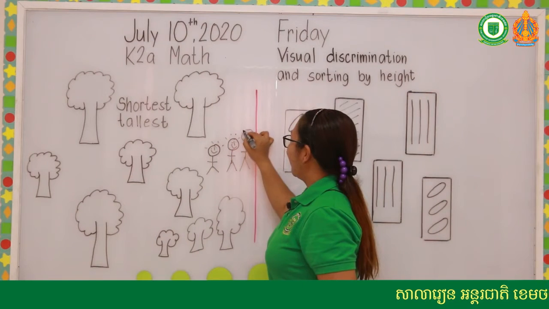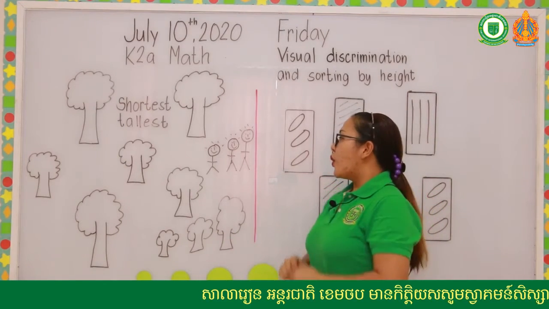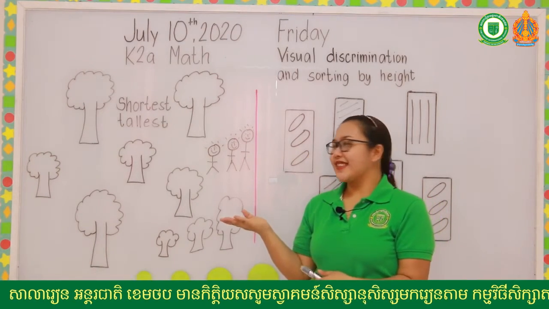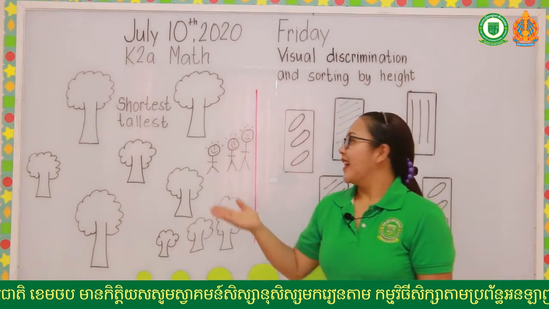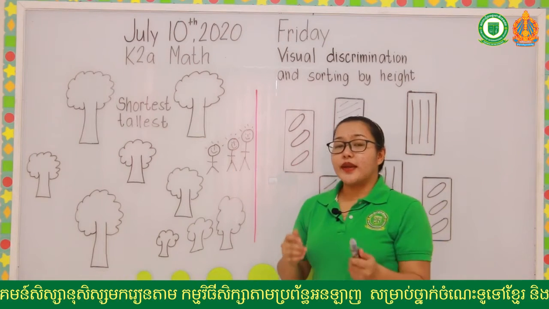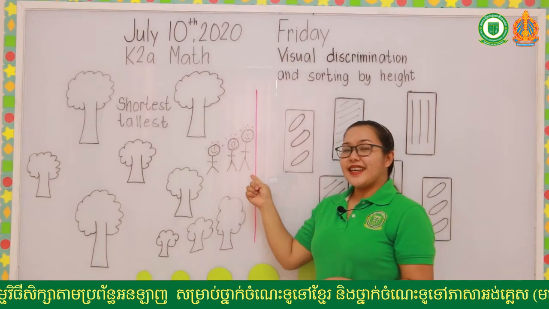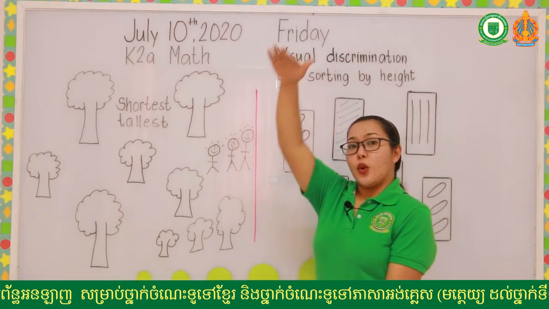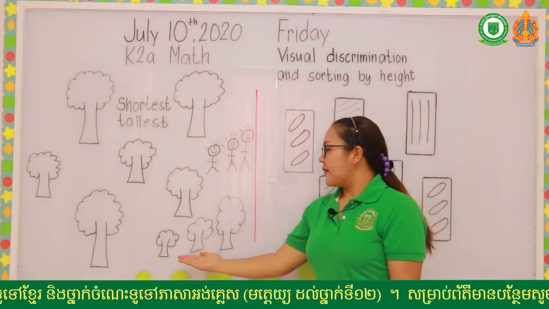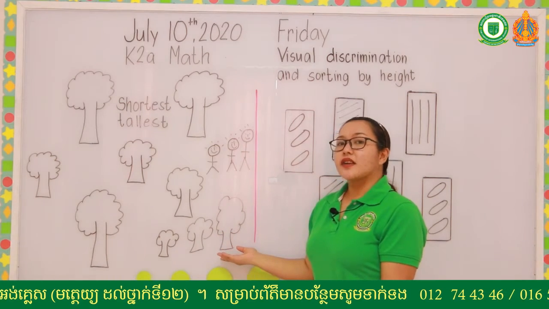Please bear with me, kids. Among these 3 boys, who is the shortest? This one. He is the shortest, right? He's so short. And who is the tallest? This boy is the tallest. Look at the height. Shortest and tallest. The same thing with these 3 trees. This is the shortest and this is the tallest.